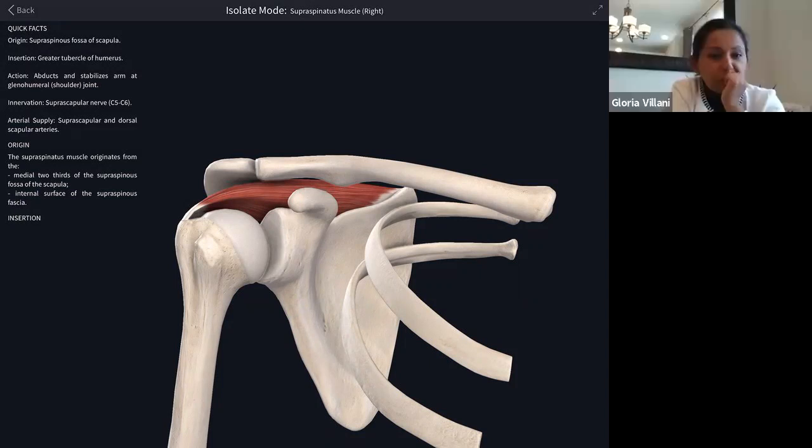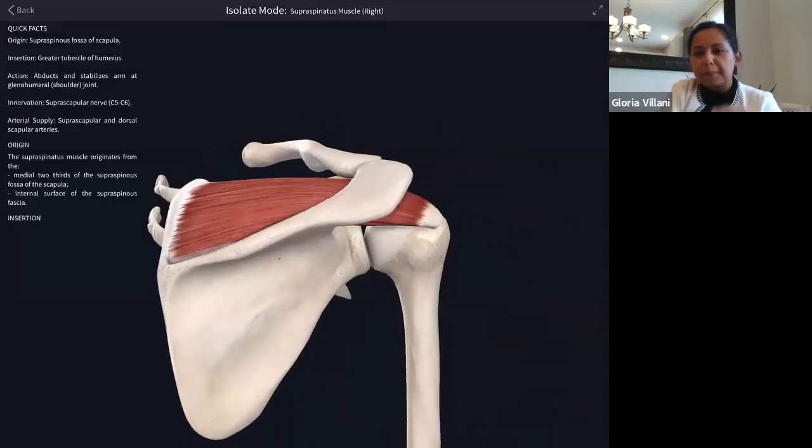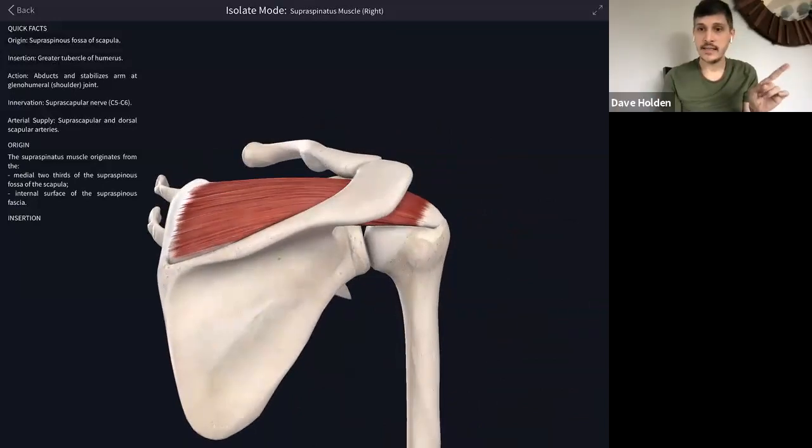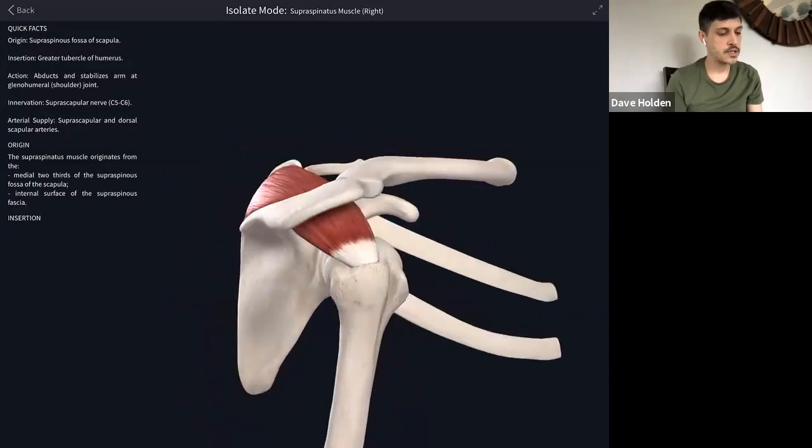So supraspinatus begins in the supraspinous fossa of the scapula. It crosses the shoulder joint on the superior aspect, and it inserts onto the greater tubercle of the humerus. Its action is abduction.